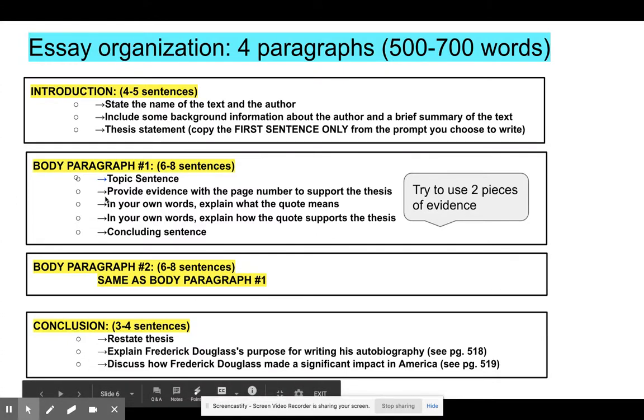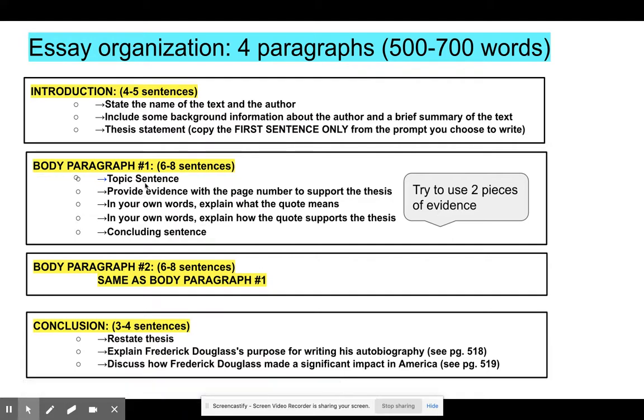Body paragraphs will be basically the same. Both start with a topic sentence. Provide evidence with the page number to support the thesis. In your own words, explain what the quote means, and in your own words, explain how the quote supports the thesis, and end with a concluding sentence. So both body paragraphs will be the same.